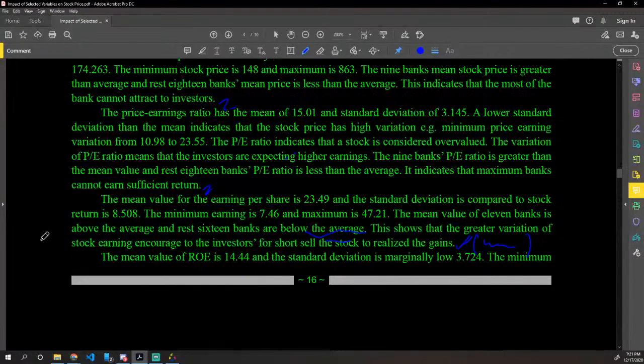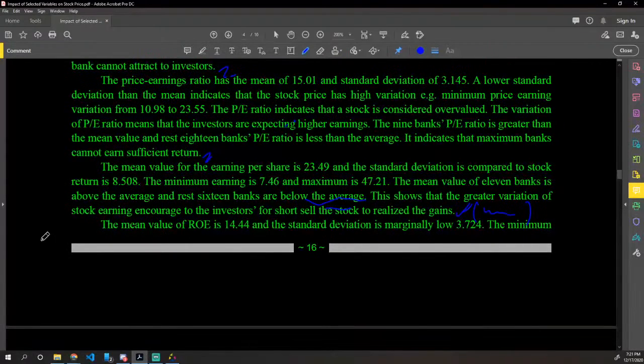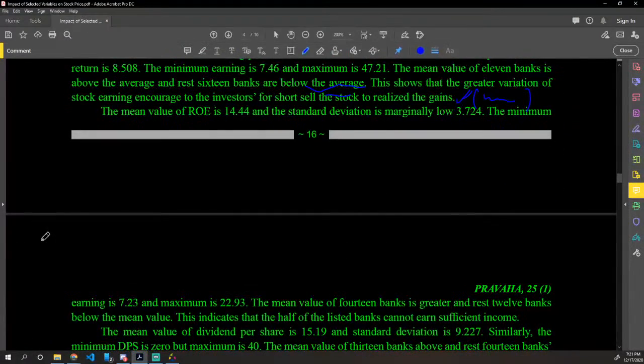The mean value of ROE, return on equity, and the standard deviation is marginally low. So the minimum earning is 7.10, the maximum is this much. So the mean value of 14 banks is greater and 12 banks are below the mean value, which means half of the listed banks cannot earn sufficient income.